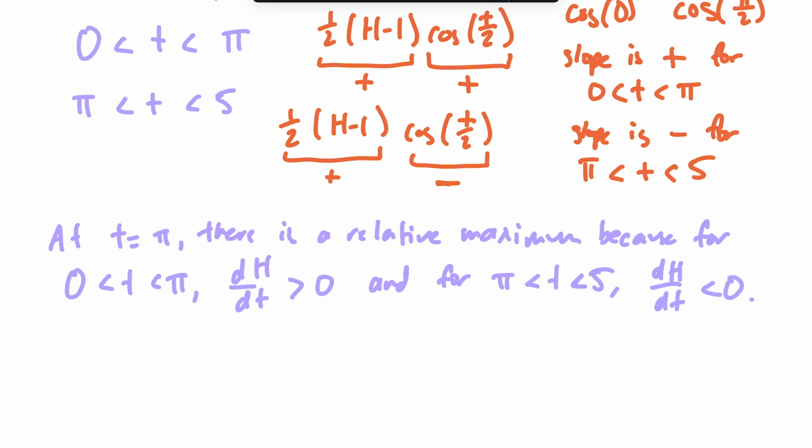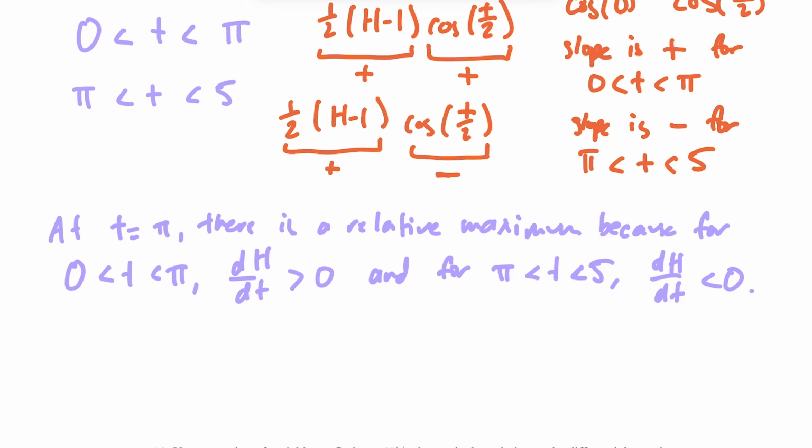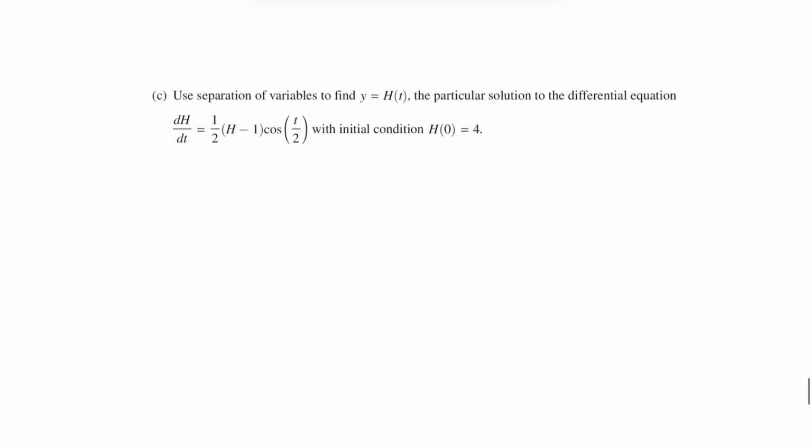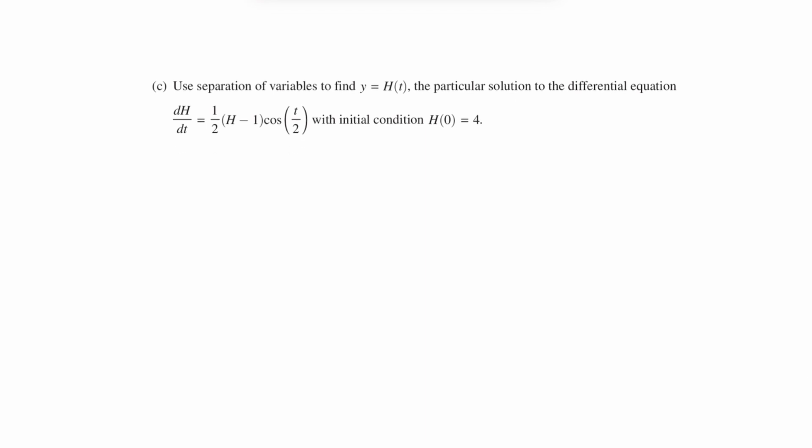And that should be the answer for part B. Moving on to part C. This one says, use separation of variables to find y equals h of t, the particular solution to the differential equation, the dh over dt we've been dealing with, with the initial condition h of 0 is equal to 4.